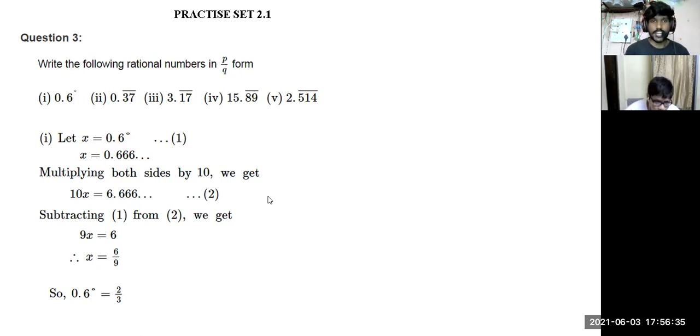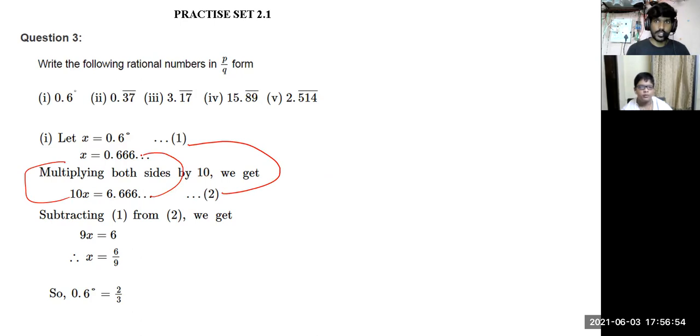So just one thing, I don't want you to get confused here. See, here we are subtracting 1 from 2. That means we are subtracting this from this. So right hand side subtract from the right hand side, left hand side subtract from the left hand side. Okay, so 10x minus x and 6.666 minus 0.666. Don't get confused here.